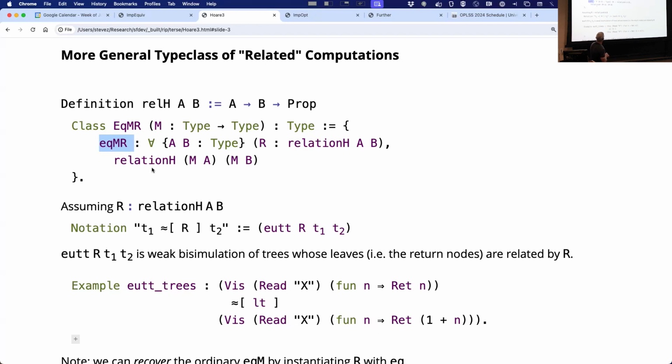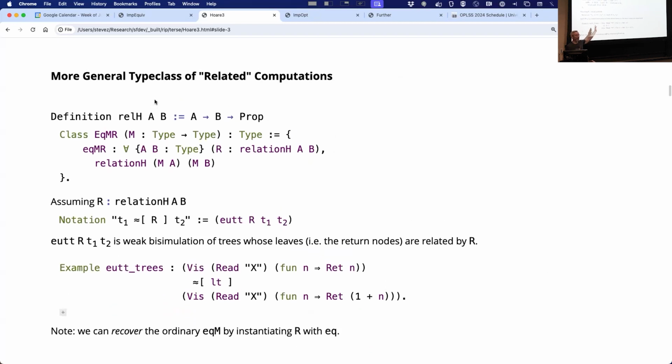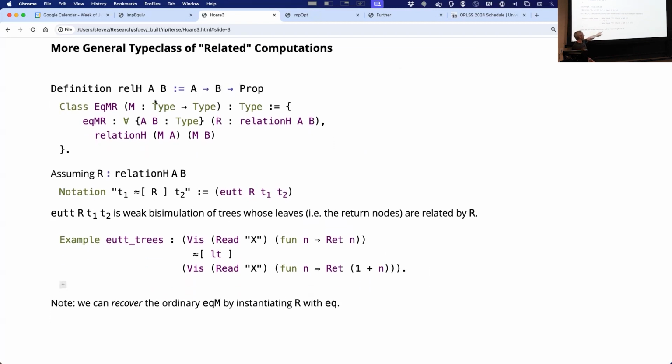Relation H and rel H. Where is relation H? Oh, yeah, that's my typo. Rel H, rel H, and relation H. I was trying to make this so you could read this as relation H. This is my typo in the comments. They're the same thing. They're the heterogeneous relation. And just as an observation, if we instantiate R with Coq equality, then that degenerates back to the old version of bisimulation that we saw before. So this is what we actually provide in the library.